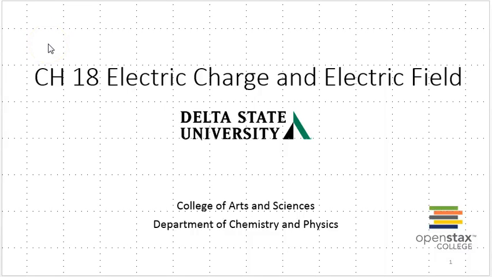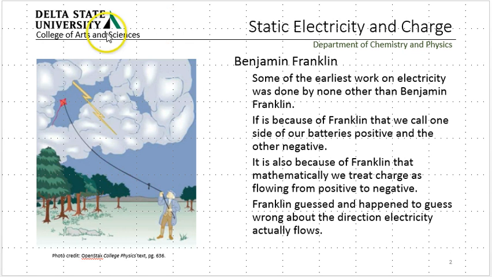Welcome to Chapter 18 on electric charge and the electric field. Electric charge and static electricity go all the way back to Benjamin Franklin, and you will remember stories of him flying a kite in a thunderstorm. Not exactly true, but he did do some fundamental work on electricity.